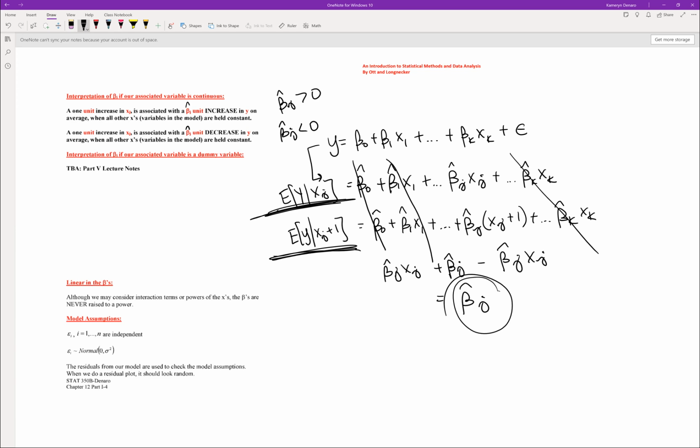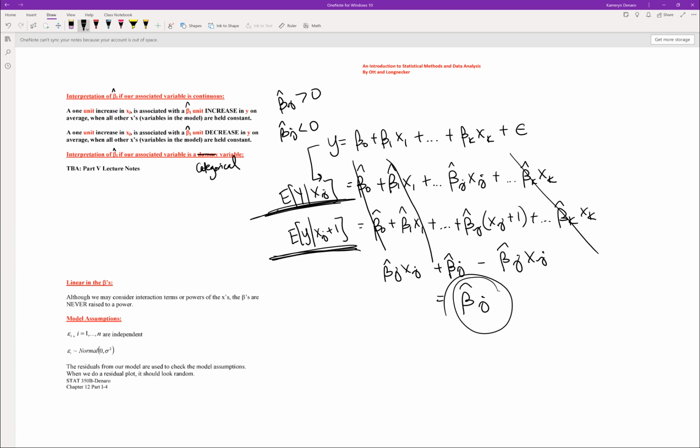If our associated variable is a categorical variable, let's cross out dummy and say categorical variable, then we have to interpret the beta hat j slightly differently, and we're going to do that in a future lecture video. So really, we can only do this when we have a quantitative xj. For this interpretation, we're talking about when our variable is continuous.